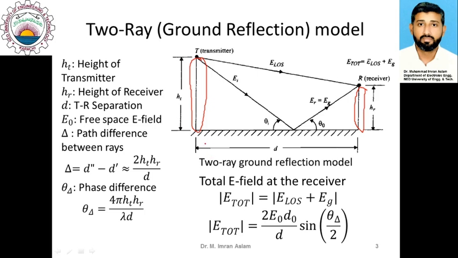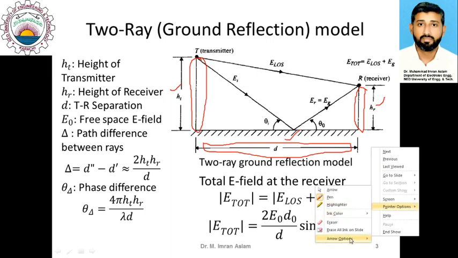This d is actually the propagation distance between transmitter and receiver, and because the cell coverage area of a base station has a radius of kilometers, this d is of the order of kilometers. So you can see that the transmitter antenna height and receiver antenna height, in most of the practical cases, are very small as compared to the separation between the transmitter and receiver.